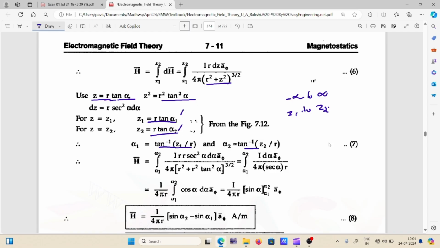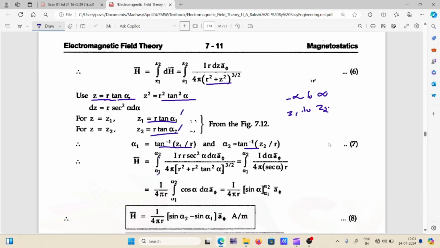And now we are going to substitute all these terms in the H vector. In the H vector, our angle means z1 and z2 is converted to alpha 1 and alpha 2. Means when z equals z1, the angle is alpha 1. When z equals z2, the angle is alpha 2. So the limits are alpha 1 to alpha 2.